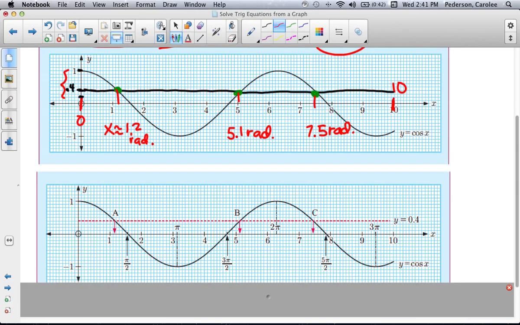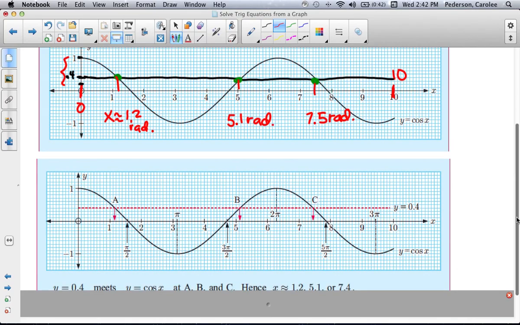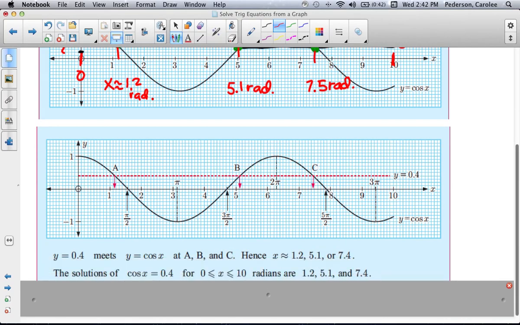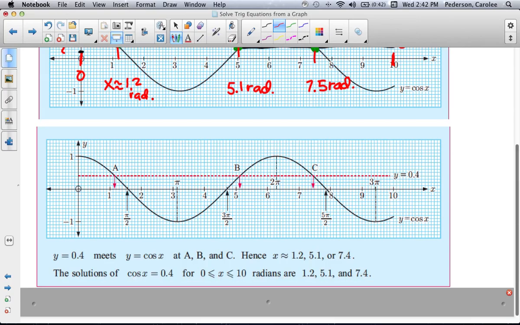So what they've done, a little nicer job in the textbook. They had 1.2, 5.1, and 7.4. They created that horizontal line really nicely. There's the first value. Here's that second value. And then here's that third value, the 3 points, when the y equals 0.4.